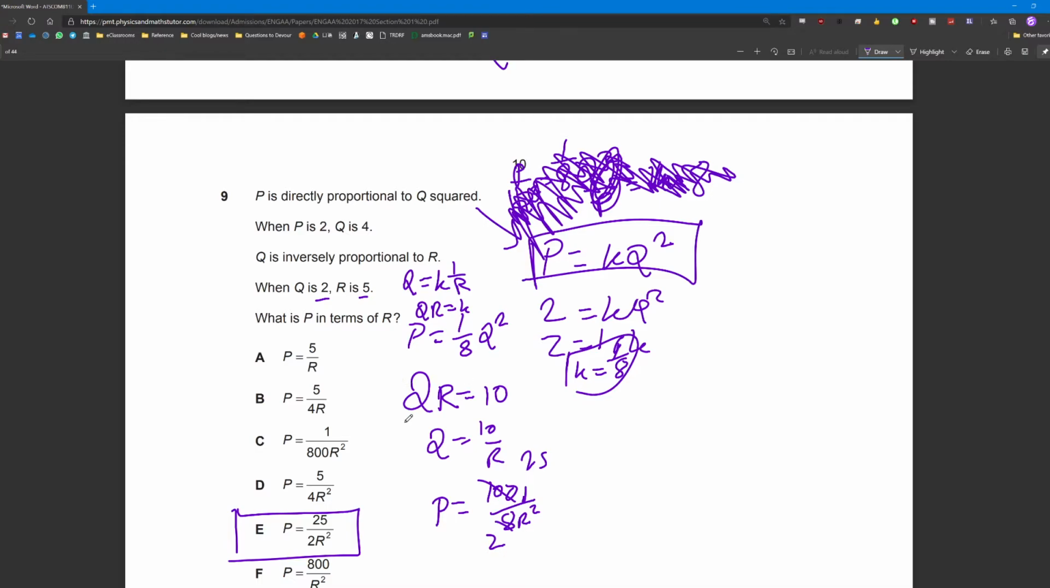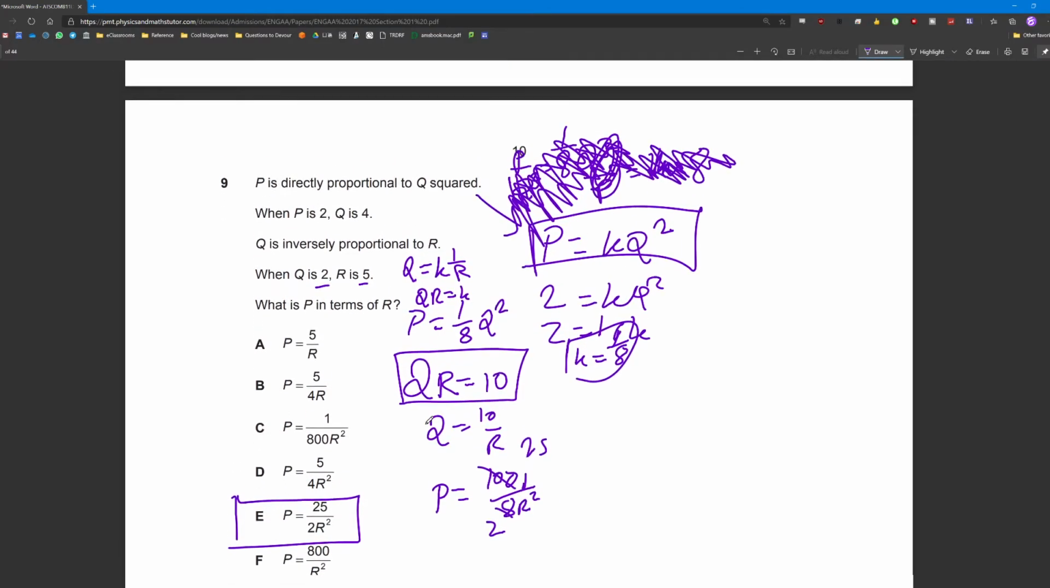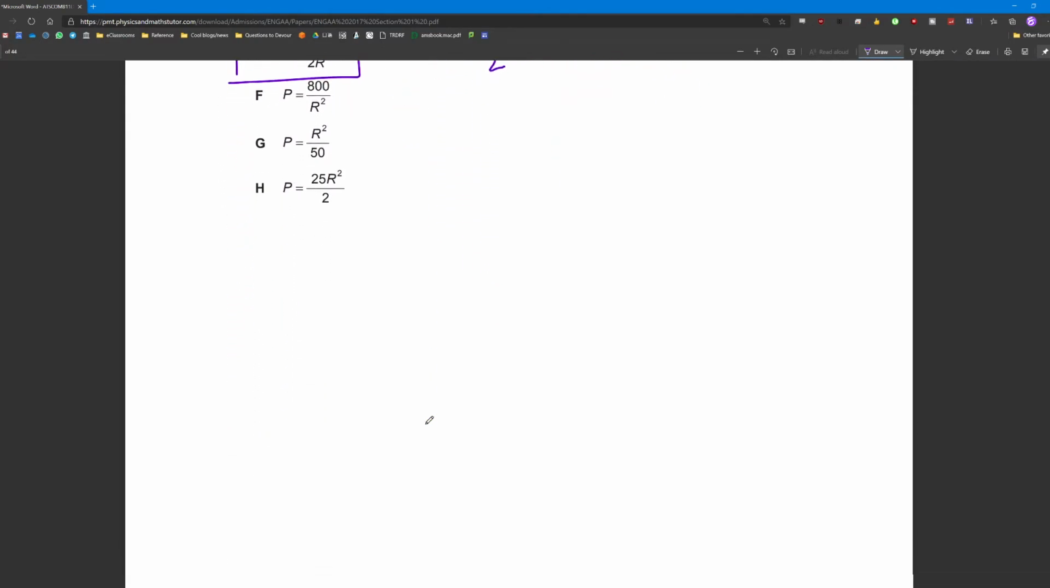But at least for inverse proportionality, you should try and see how this form works for you. As in xy is k. That kind of inverse proportionality statement.